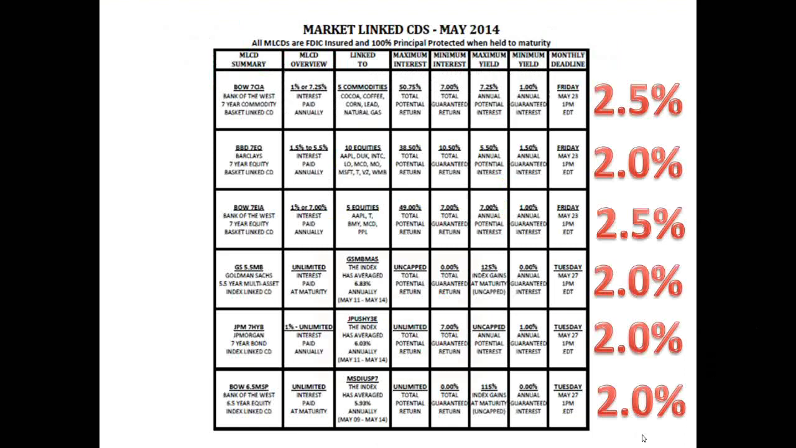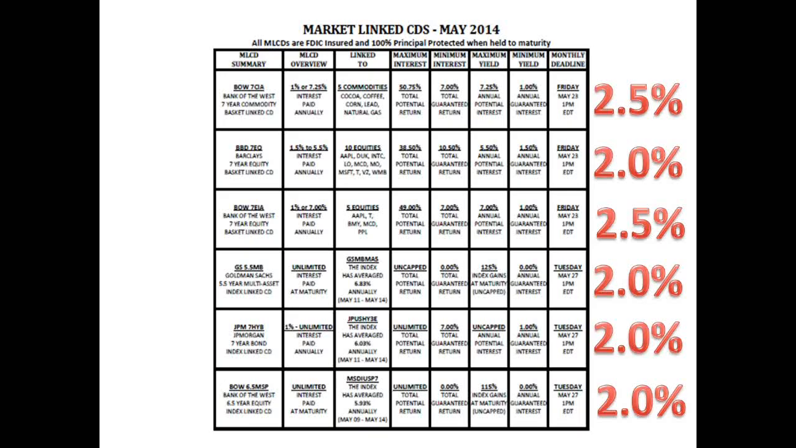So for the month of May, we have 6 products on our platform, some of them familiar and at least one brand new one. We'll have the usual offerings from Bank of the West, both the commodities and the equity-linked income advantage product. That's the either-or product. You get either the minimum guaranteed of 1% or the maximum return of 7.25% on the commodities or 7% on the equity. Both of those products pay a 2.5% referral fee for the month of May. So those are a little sweeter than some of the other offerings.